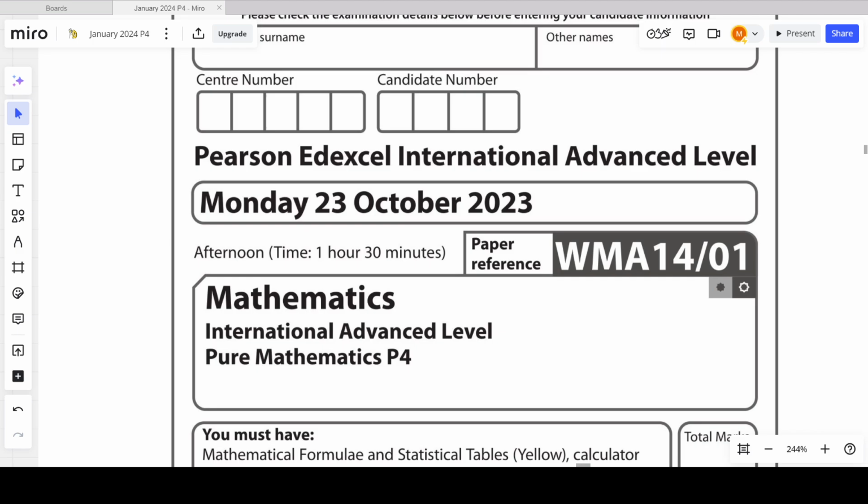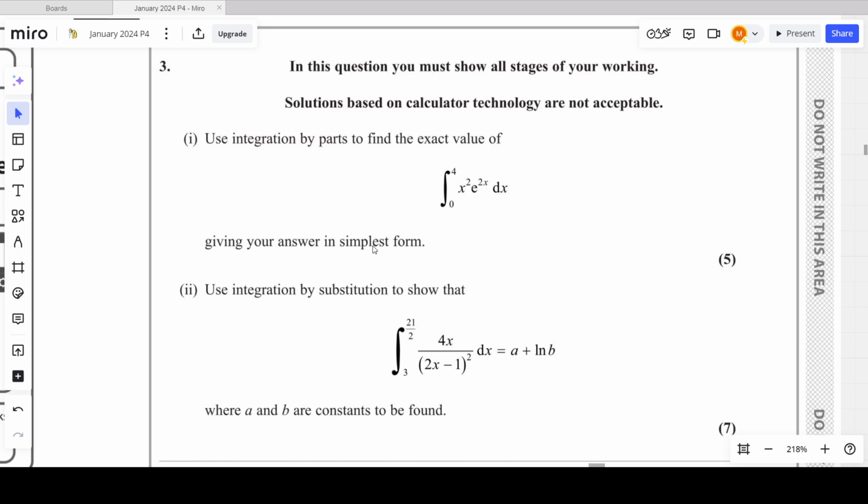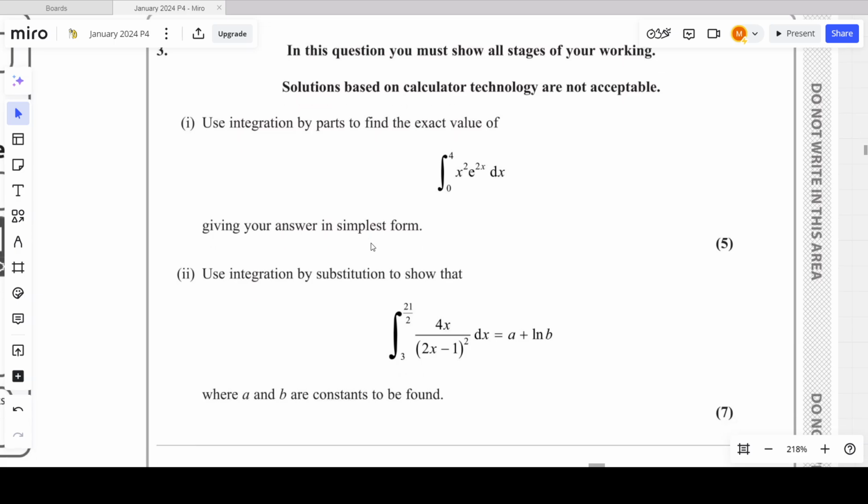In this video we will be solving question number 3 from the October 2023 P4 paper. Let's get started. Question number 3 is from integration in your P4 syllabus. To be more specific, the first part consists of integration by parts, and the second part consists of integration by substitution. So two types of integration, two rules of integration, in the same question.